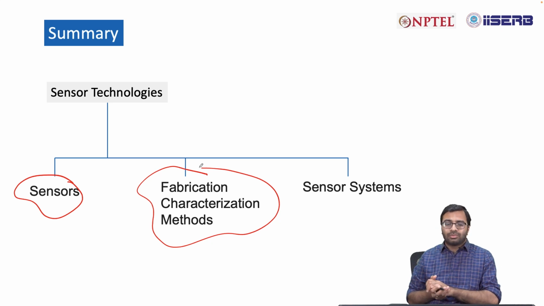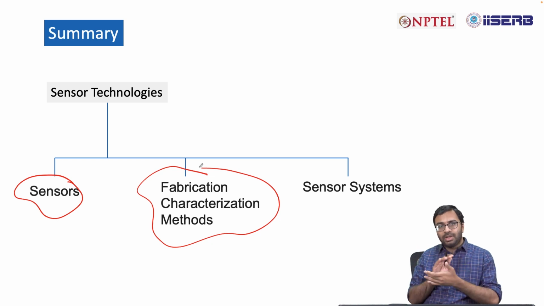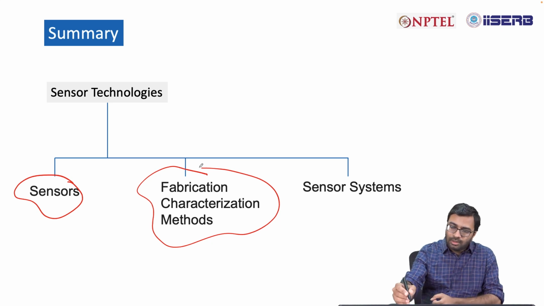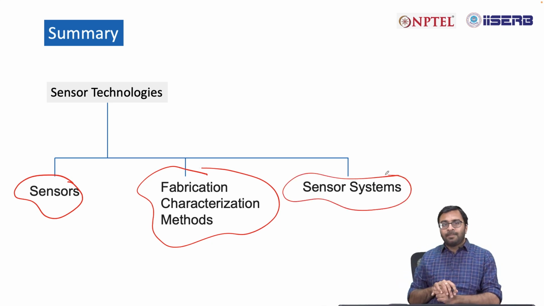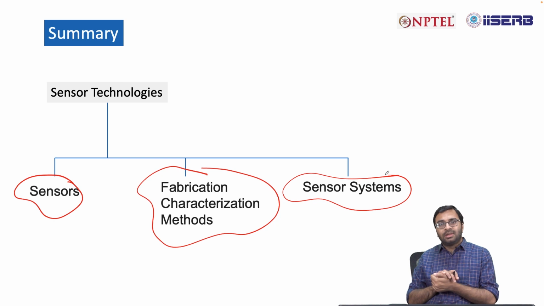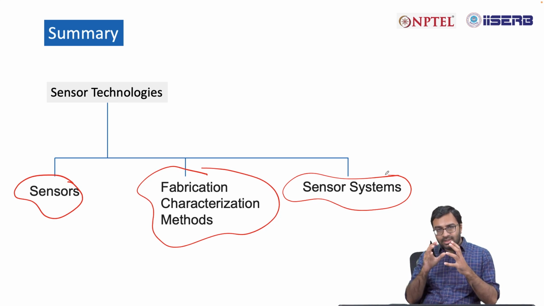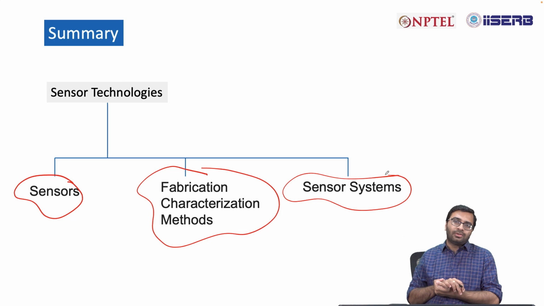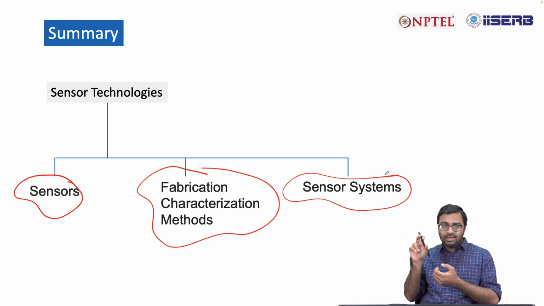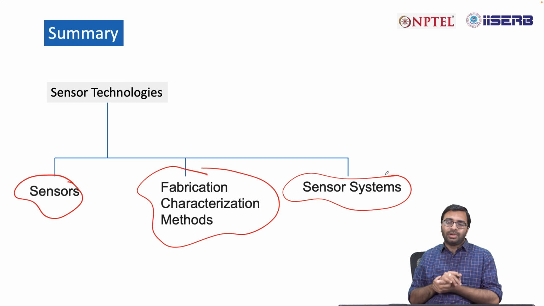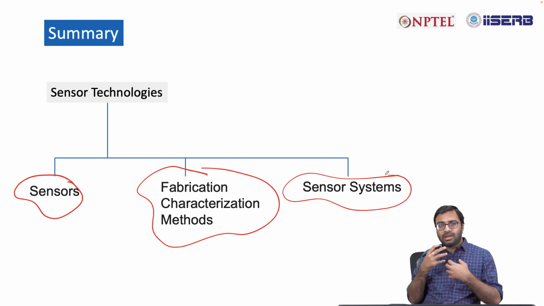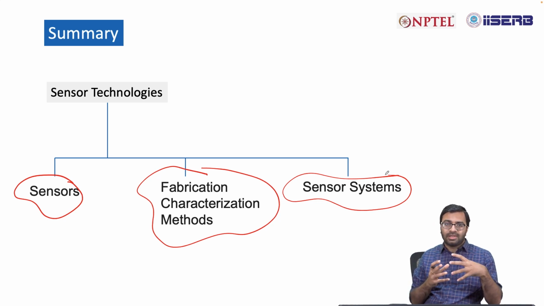However, in this course we tried to learn many other fabrication methods, characterization methods, and finally we touched upon sensor systems and sensor circuits, the basic sensor circuits and the basic signal conditioning circuits. And then we also saw that the entire sensor circuit has several other components, so that you get a comprehensive idea about how a sensor system, or the basic building block of a sensor system, looks like.